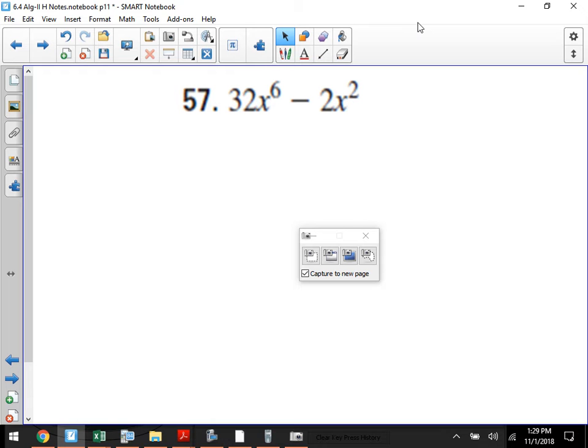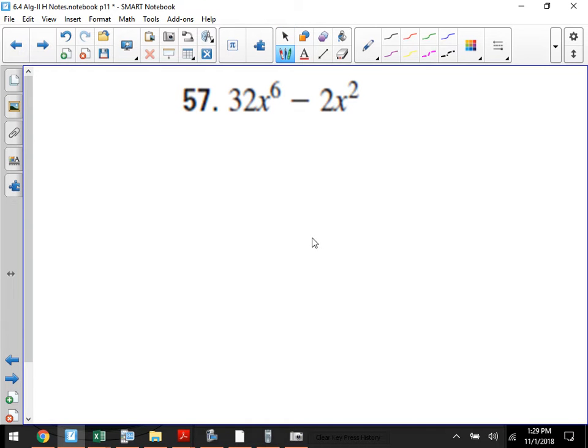Always, always, always, the first rule of factoring: GCF, period. Okay? Your first rule of factoring is always to go for GCF. In this case here, what's the GCF? 2x squared. All right. So we start, take out the 2x squared. What are you left with?